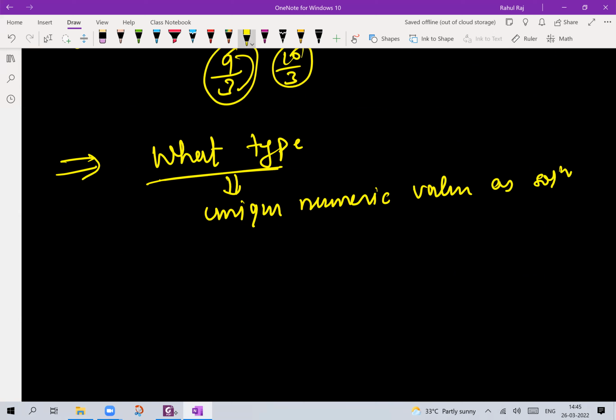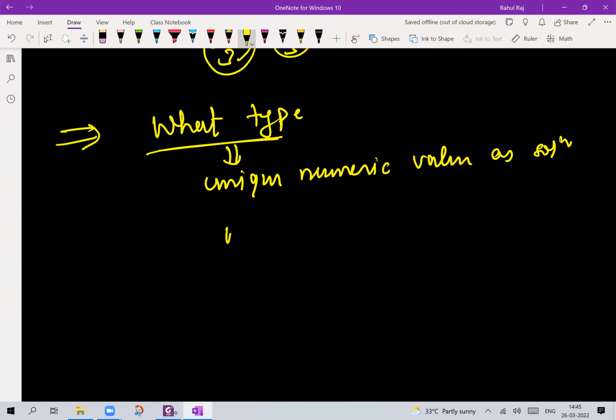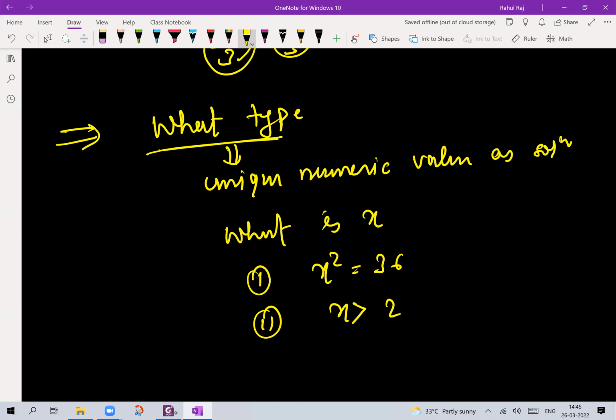So in a what type of question, you must get a unique numeric value as the solution. Imagine I give you a simple question. What is the value of x? Option number 1 says x square is equal to 36. Option number 2 says x is greater than 2. The moment you have two statements, the answer should be only in the form of A, B, C, D, E. That's it. Nothing else at all.